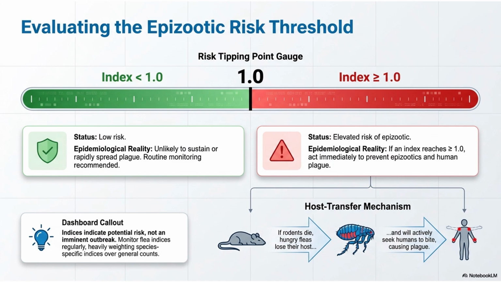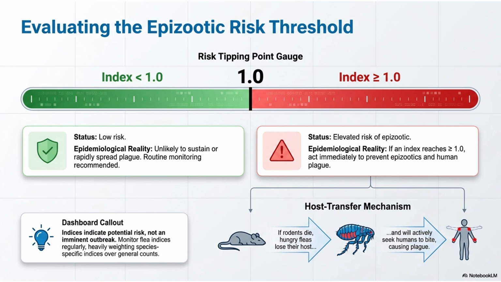So here we are talking about the epizootic risk of plague. The epizootic risk of plague is less if the index is less than 1, and it is unlikely to sustain or rapidly spread plague. Only routine monitoring is recommended if the index is less than 1. But what will it tell if the index is more than or equal to 1? It will tell elevated risk of epizootic. That means there will be a chance of plague outbreak in the rodents.